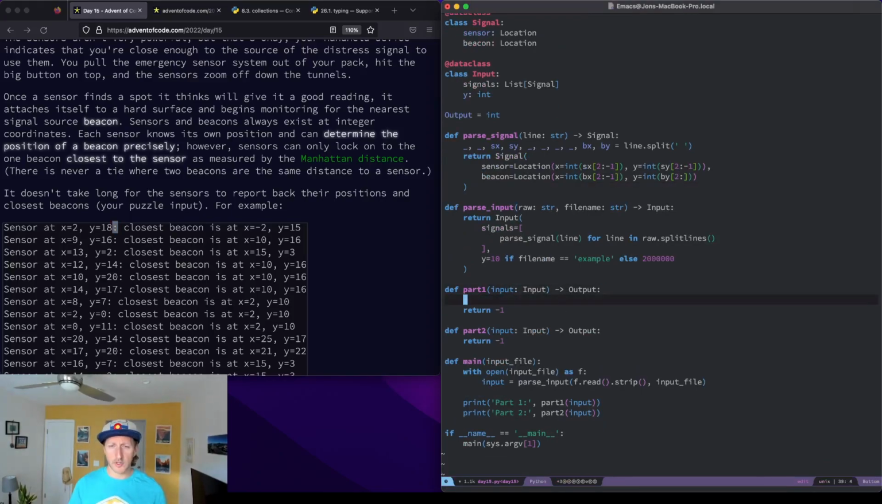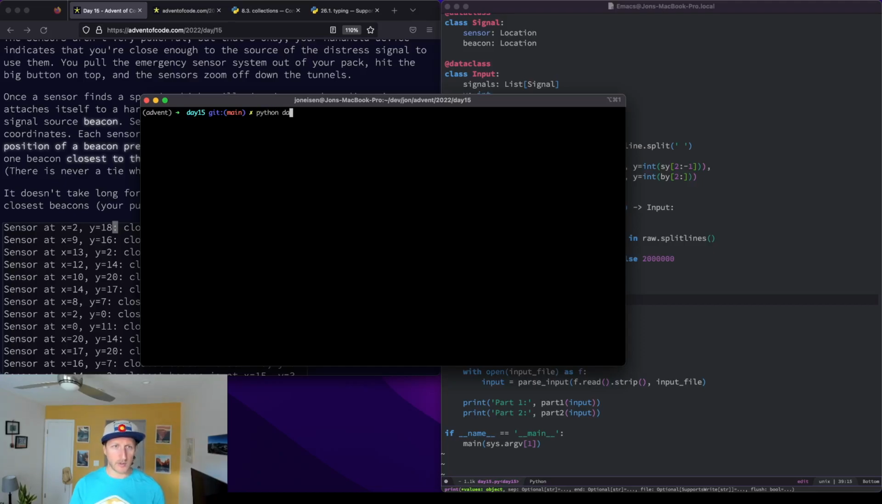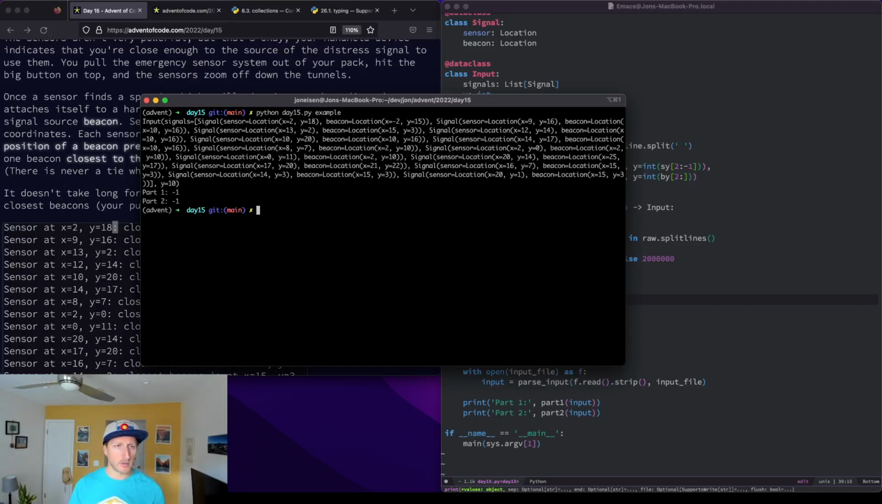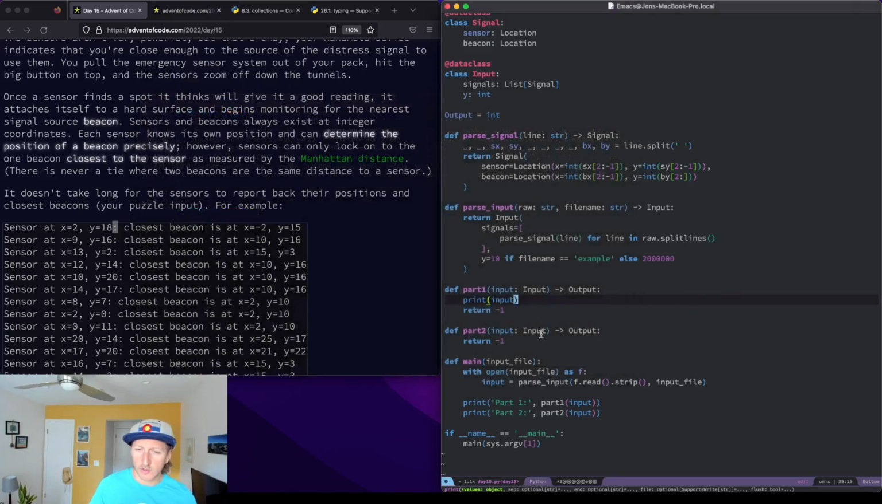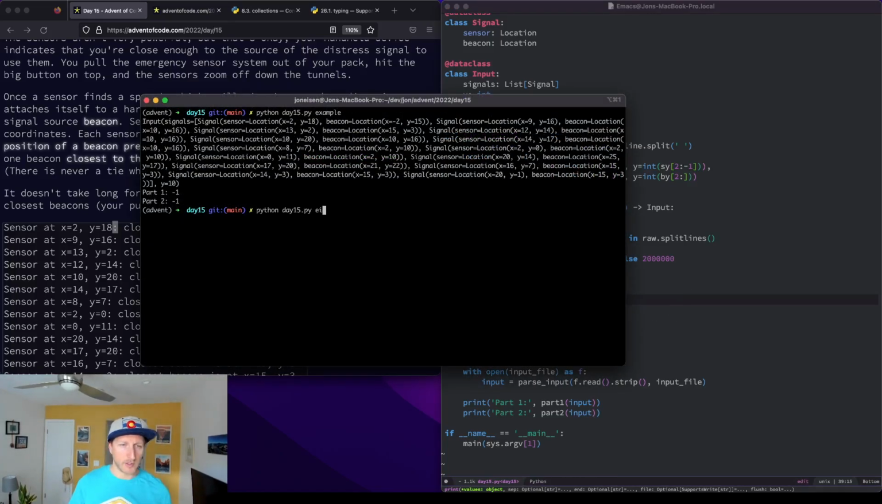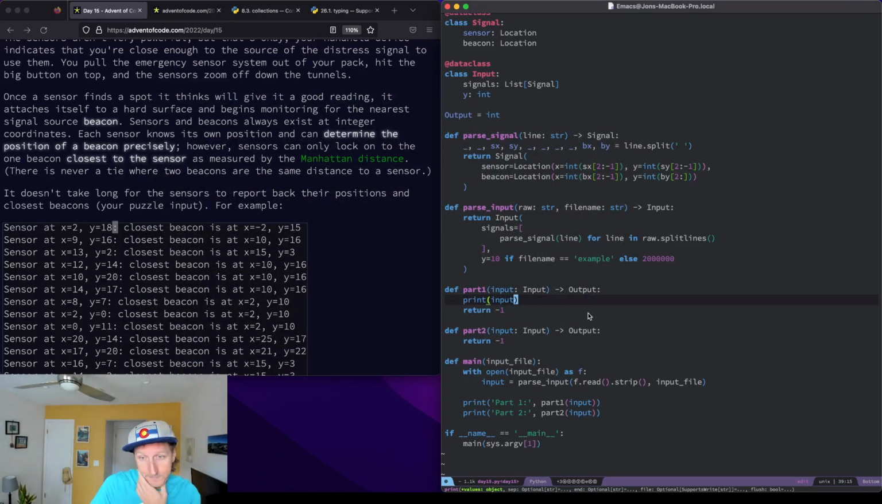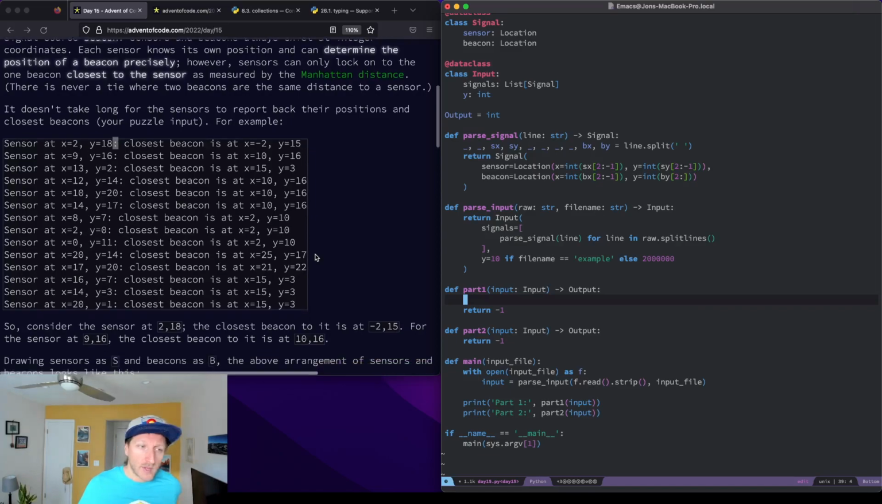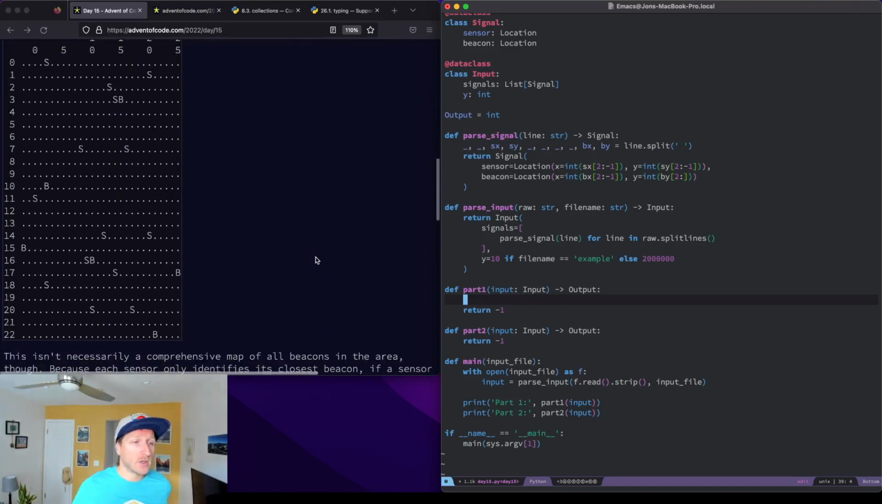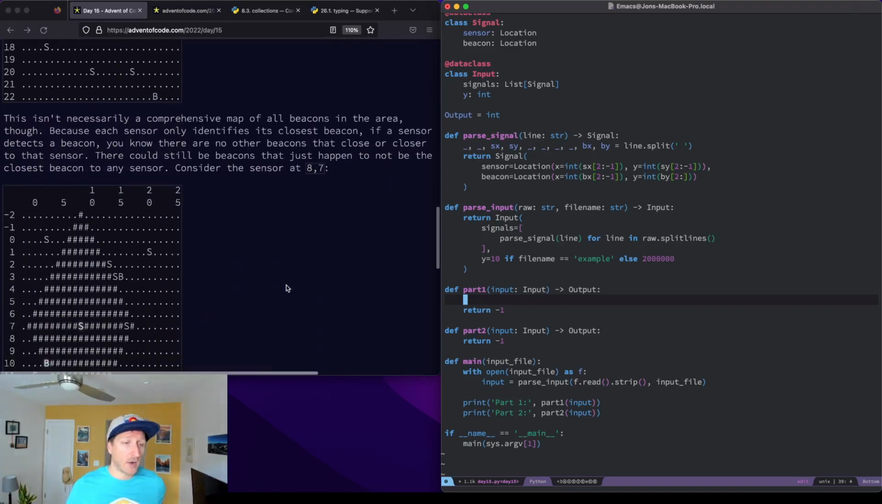That should be good. Let's print our input here, just to make sure we did it. In the Python day 15 example, yeah, 218, negative 215, and then y here is 10. So that's cool. And then let's do it for the input. We get a much larger number, still working, and y equals 2 million. Cool, input is read.